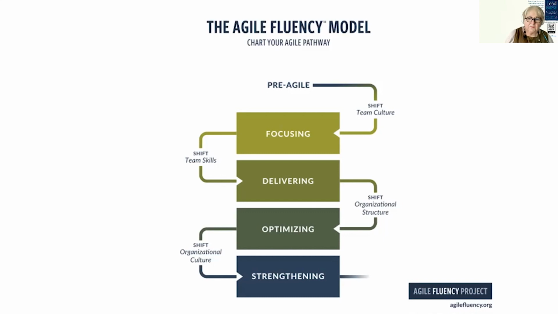We call them zones: the focusing zone, delivering zone, optimizing zone, and strengthening zone. And today I'm going to focus more on the focusing, delivering, and optimizing, because strengthening is not a zone that we see very often. And I'm actually beginning, you'll notice there's a little tail coming off of the strengthening, kind of fades off there. We're beginning to see what might be on that tail, but I'll say more about that in a bit.